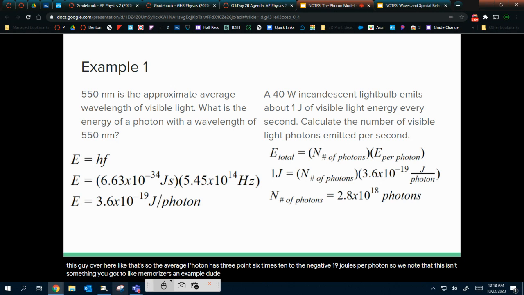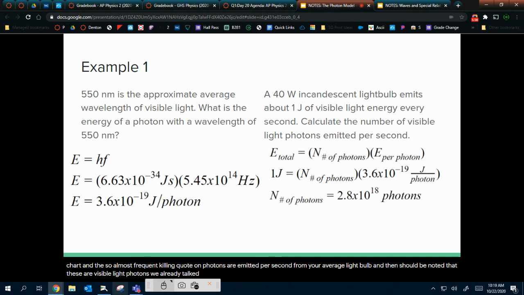So all we have to do is figure out how many photons, just multiply times this. So obviously some photons will have a higher energy and some will have lower energy, but on average, that's why we're using that. So then we just solve for n, and so we take 1 divided by 3.6 times 10 to the negative 19th, which comes out to about 2.8 times 10 to the 18th photons. If you look over here on the chart, the 18th is a quintillion. So almost 3 quintillion photons are emitted per second from your average light bulb. And it should be noted that these are visible light photons.